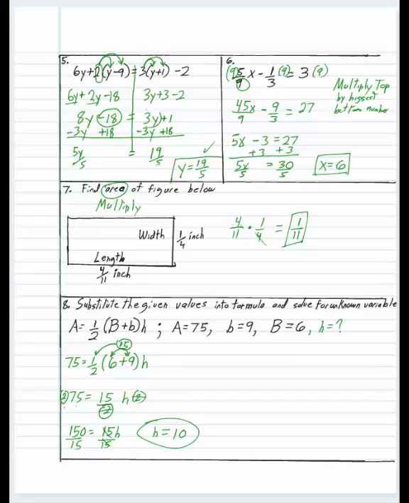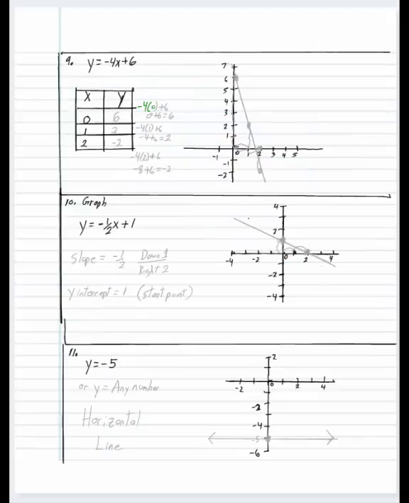For number 9, we would like to create a table of ordered pairs and then graph. So let's start by plugging 0 into our equation. So we will get -4 times 0 plus 6. Well, -4 times 0 is 0, plus 6 equals 6. Let's do the same thing with 1. -4 times 1 plus 6. -4 times 1 is -4, plus 6 is 2.